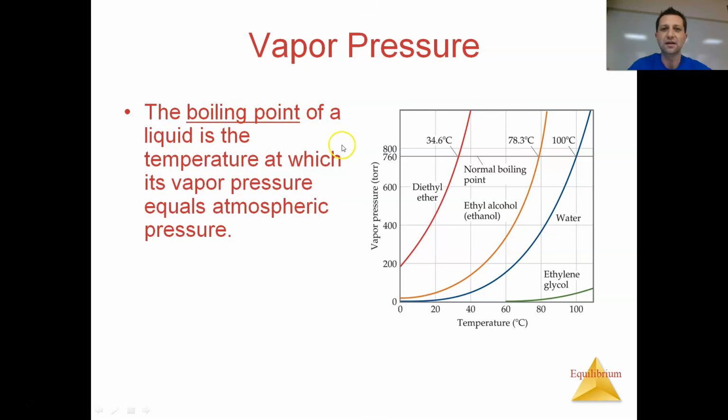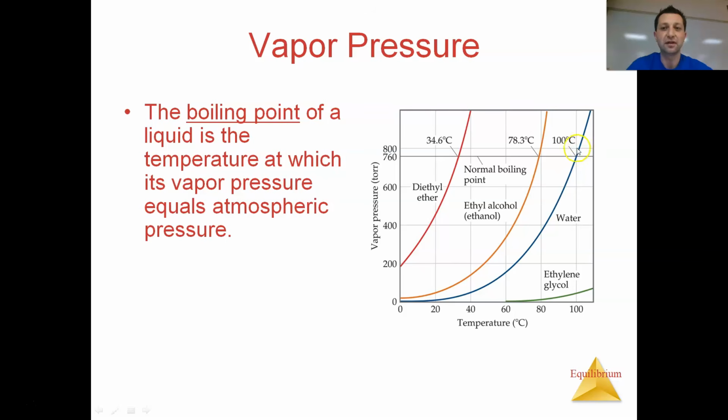The boiling point of a liquid is actually when the vapor pressure and atmospheric pressure are the same. It's the temperature at which that occurs. So diethyl ether's boiling point is 34.6 degrees Celsius. At 34.6 degrees Celsius, the vapor pressure of diethyl ether would be equal to 760 torr, or 1 atmosphere, 760 millimeters of mercury, some different units of pressure there. When the vapor pressure equals atmospheric pressure, and atmospheric pressure is 760 torr, the temperature at which that occurs is the boiling point. So you can see 34.6 for diethyl ether, 78.3 for ethanol.